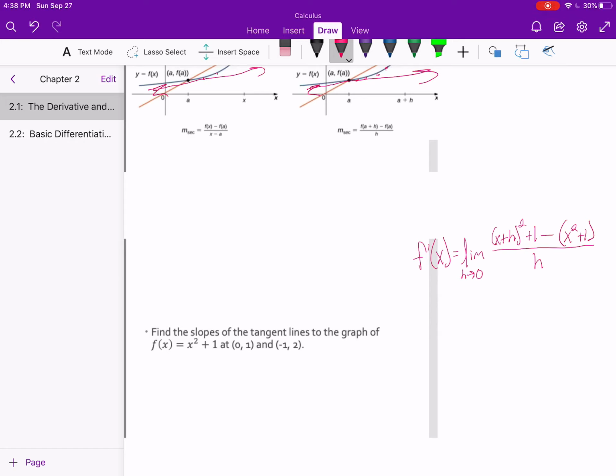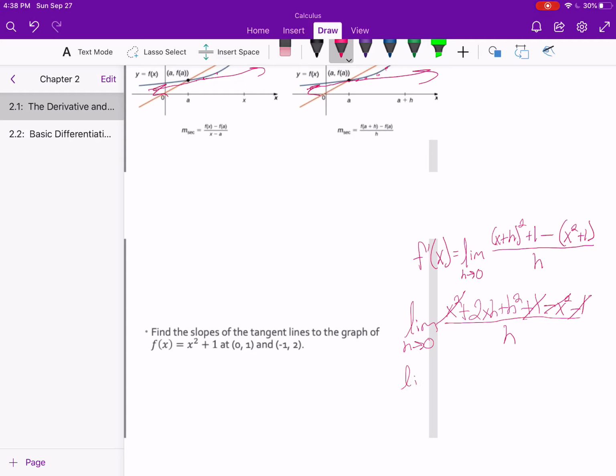So we have the limit as h approaches 0. That x plus h squared becomes x squared plus 2xh plus h squared, and then we have that plus 1, and then distribute the negative: minus x squared minus 1, all over h. You'll notice that things are going to start canceling out. So this x squared and this minus x squared, plus 1 and minus 1.